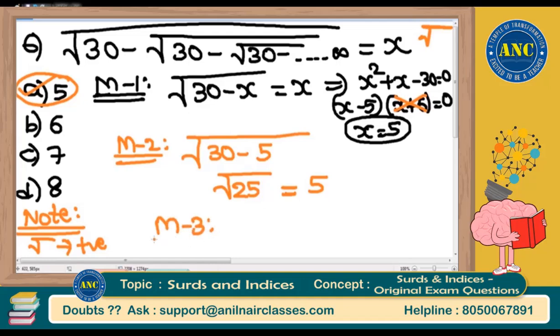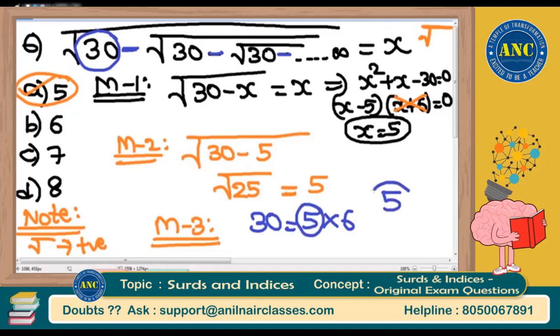Same like that question where everything is plus. I am teaching you one problem with all the 3 methods. I have a number 30 with all the negative signs. 30 can be written as 5 into 6. Whenever every term is negative inside, my answer will be the smallest number, right? My answer will be the smallest number. Answer for this question is 5.